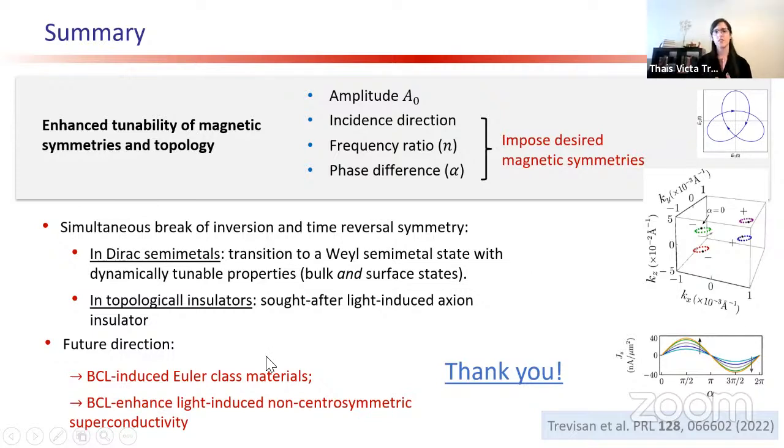There are directions that I want to investigate in the future, and I think it's very promising. One of them I briefly mentioned in the talk, that is the possibility of inducing with light this Euler class of materials. And the other one is I would like to look at light-induced superconductivity in the presence of bicircular light, because since I can break inversion symmetry, maybe I can induce more exotic types of superconductivity, such as non-centrosymmetric superconductors. And that's it. Thank you very much for your attention, and I'll be happy to answer questions if you have any.